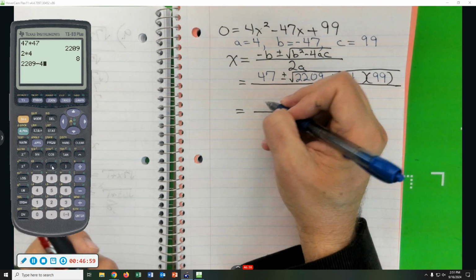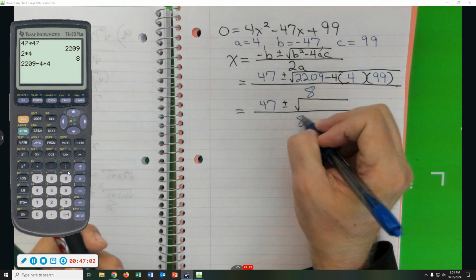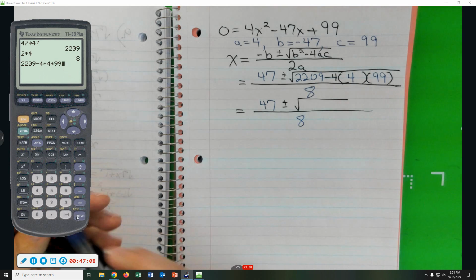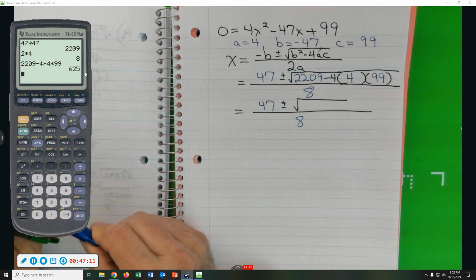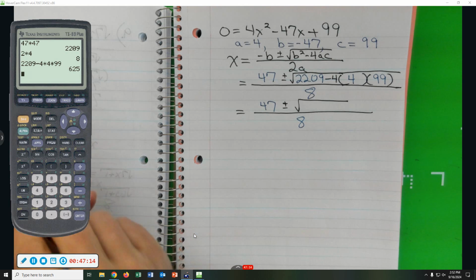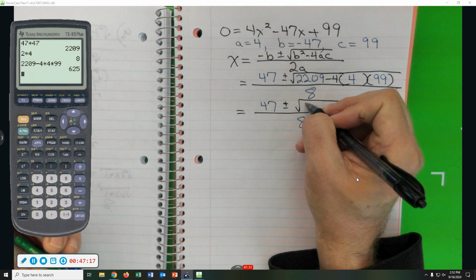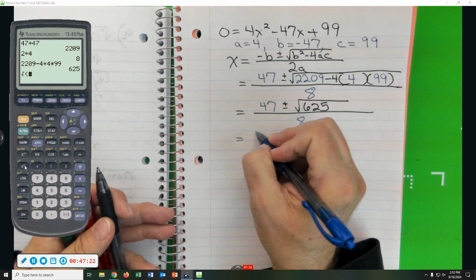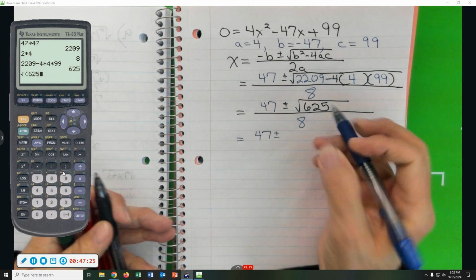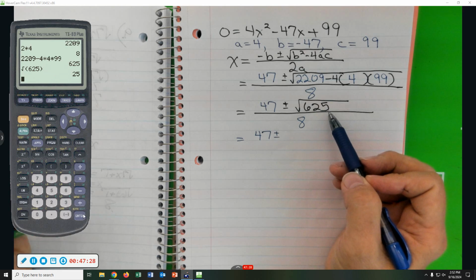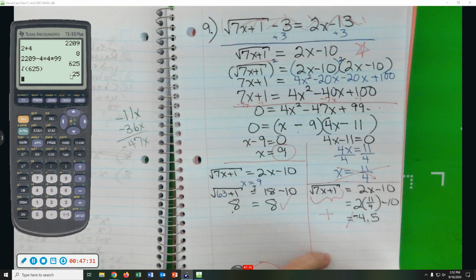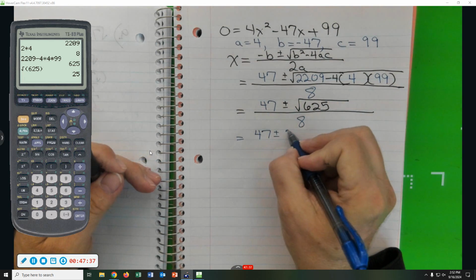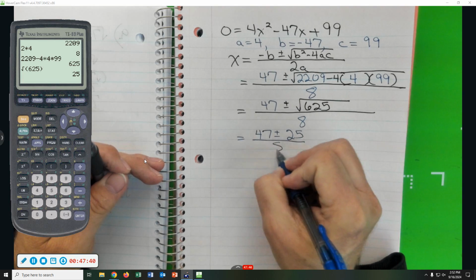Okay, so we have our 47, and we have an 8. What's 2209 minus 4 times 4 times 99? Whatever it is, it better be a perfect square. And it is, 625. I recognize that as a perfect square. The square root of 625 is just 25. Notice, if it's factorable, you'll get that perfect square under the square root. And we know it's factorable because we factored it right here. So, the square root of 625 gives me 25 all over 8.